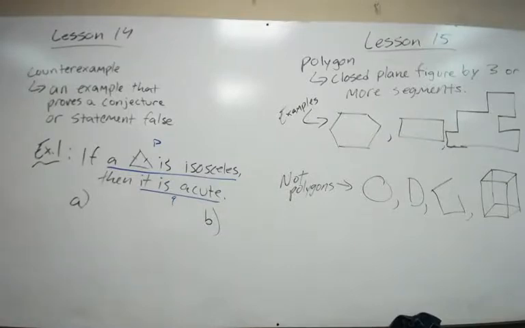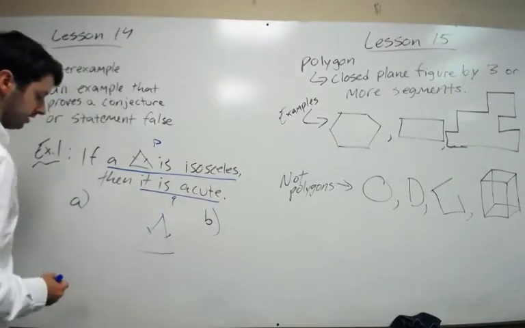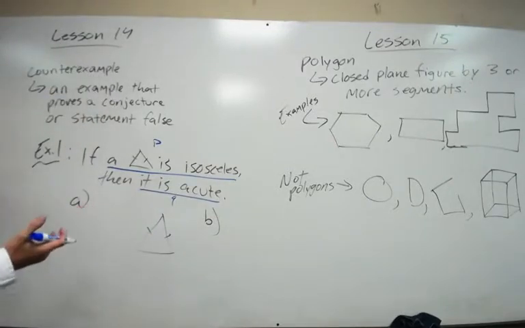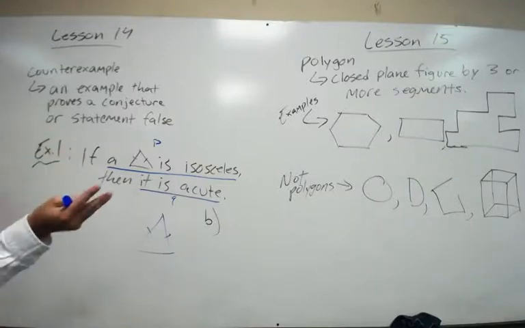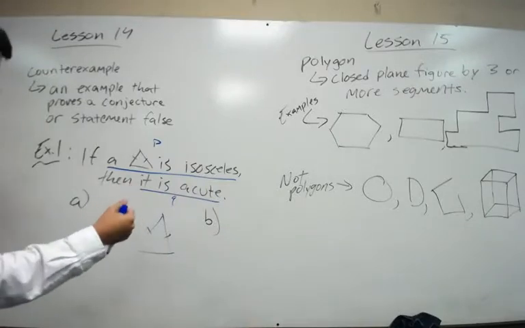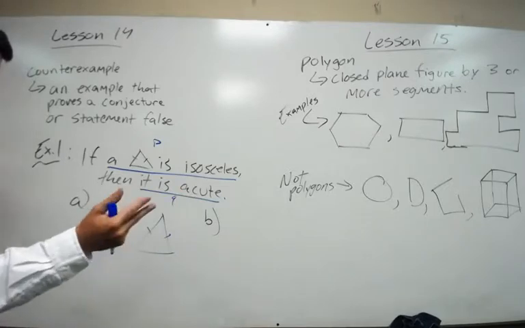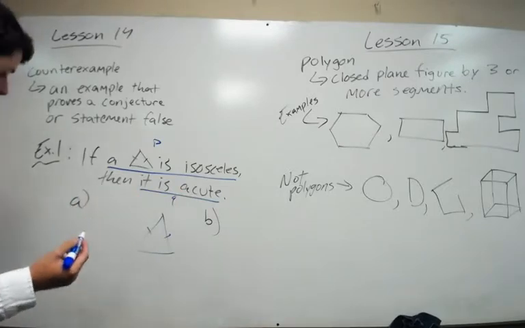Then it wants us to find a counterexample to the conjecture. It's saying if you have an acute triangle, that's isosceles. Well, sure, that is an example, but is there another example of a triangle that is isosceles but is not an acute triangle? First, you would need to know all three triangles classified by angles. You have acute, you have obtuse, and you have right triangle. So can obtuse or right triangle be isosceles?